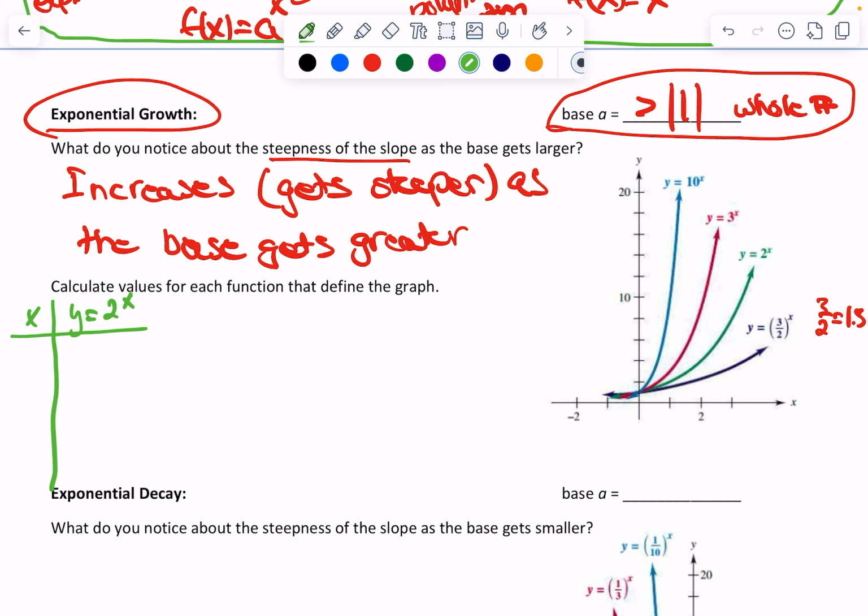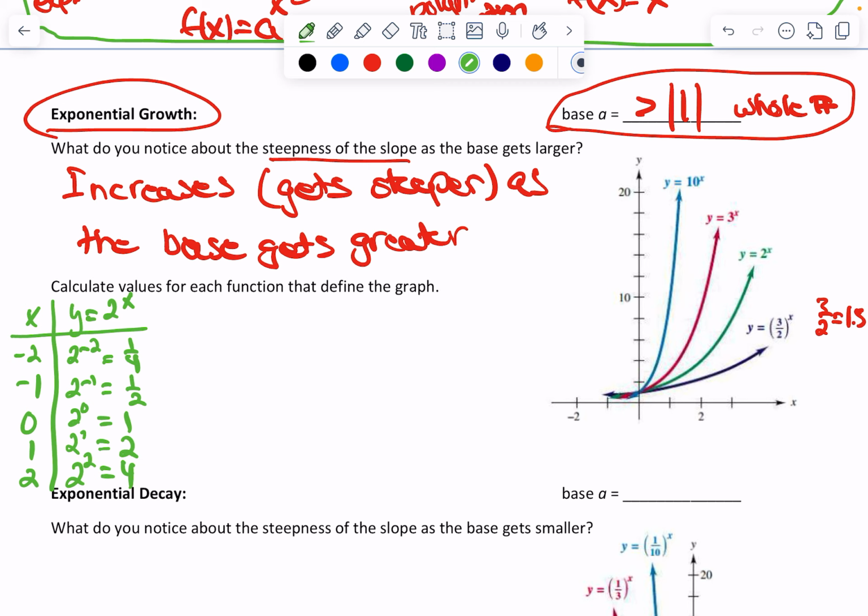We're going to do -2, -1, 0, 1, and 2. So we're going to calculate 5. Let's start from the 2. So 2 to the power of 2 is going to be 4. 2 to the power of 1 is a 2. 2 to the power of 0 is a 1. 2 to the power of -1 is going to be a half. And 2 to the power of -2 is going to be 1/4. Okay.